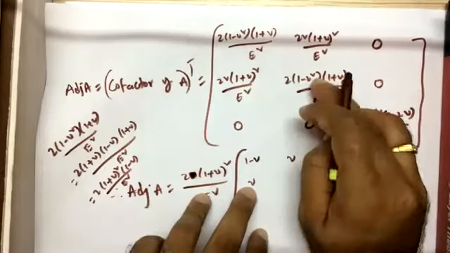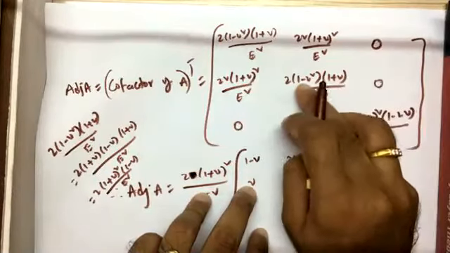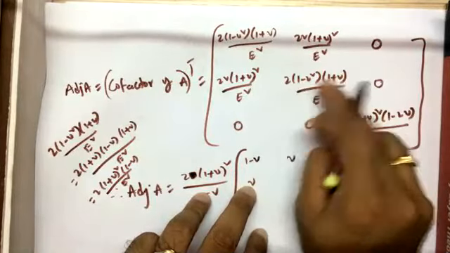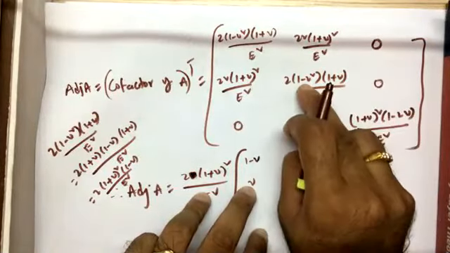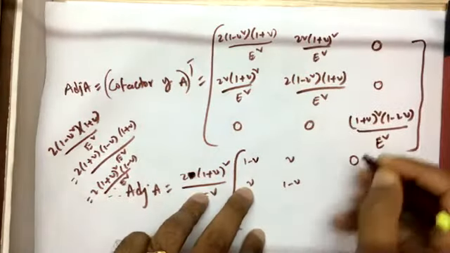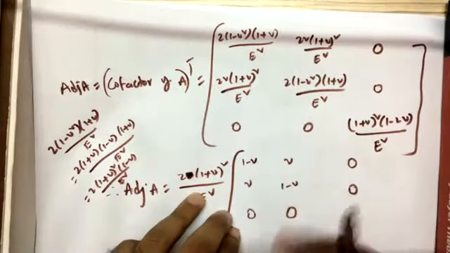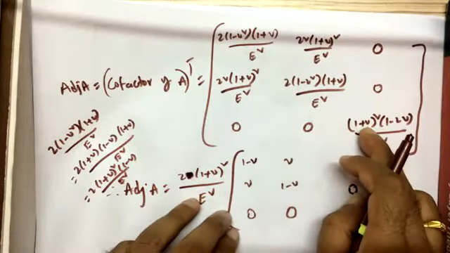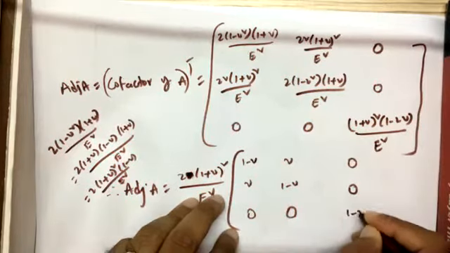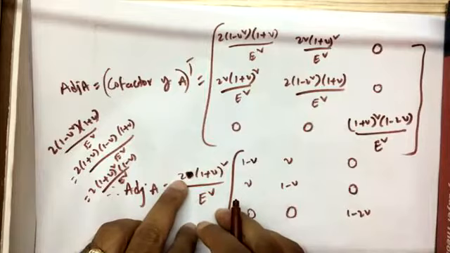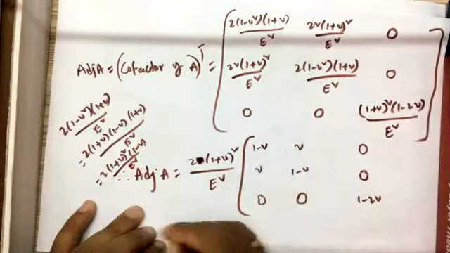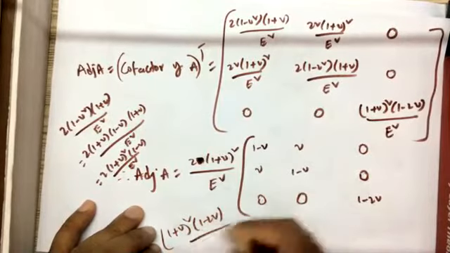Now, 2 into (1 plus nu) whole square. I can write 1 minus nu square again as (1 plus nu) into (1 minus nu). So 2 into (1 plus nu) whole square by E square, and here 1 minus nu will be left out. So 1 minus nu, 0, 0, 0. Now from this, (1 plus nu) whole square by E square, what is remaining? (1 minus 2 nu). But I want the 2, I have 2 here. So (1 plus nu) whole square into (1 minus 2 nu) by E square.